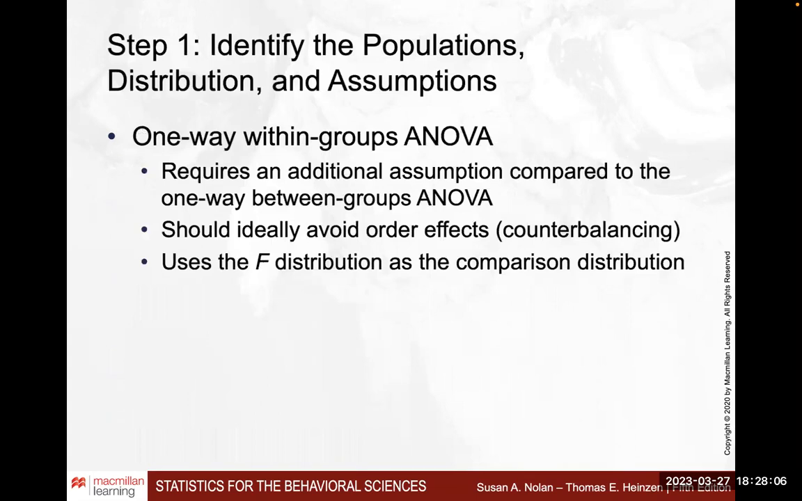So for the one-way within groups ANOVA, there's an additional assumption compared to the one-way between groups ANOVA. This basically addresses the order effects. Remember order effects from the example t-test, right? That is a situation where the previous condition affects the following condition, and that's a huge problem particularly when you have several groups.